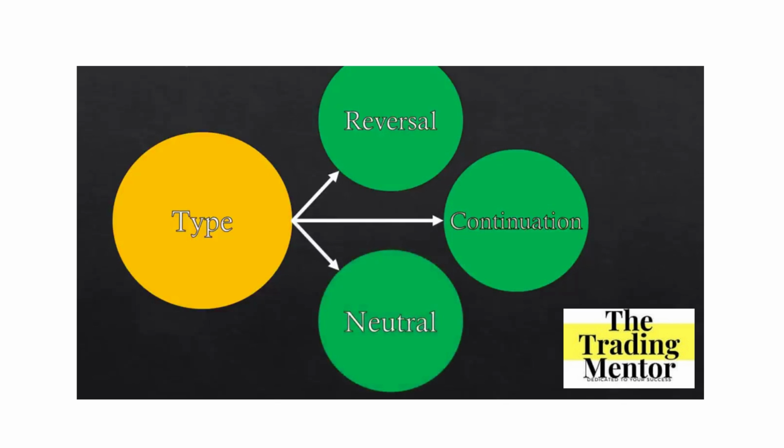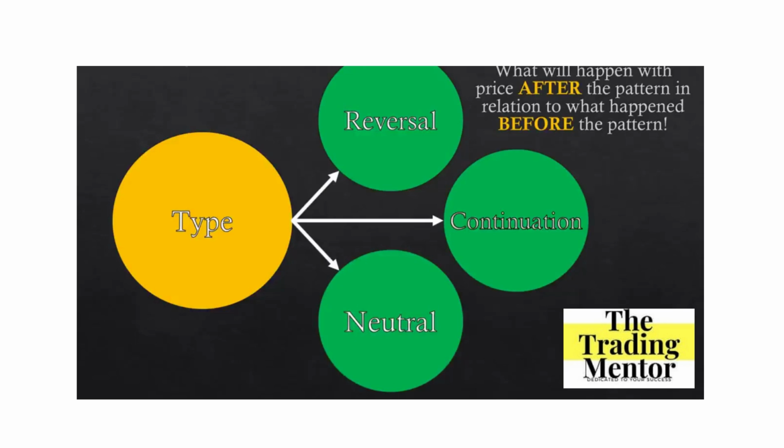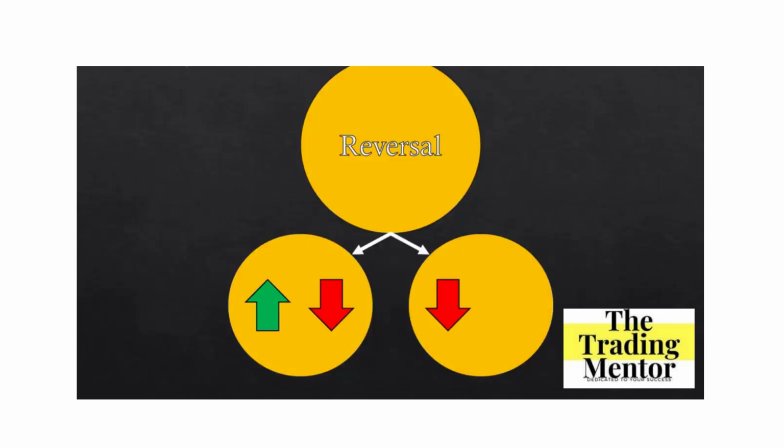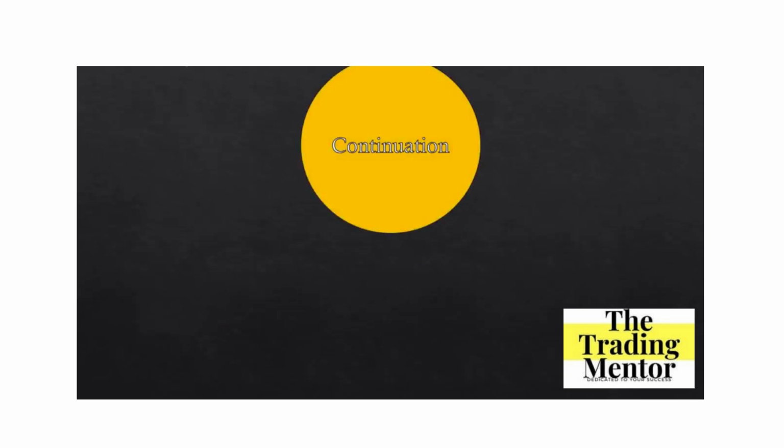The type classification tells what's going to happen with price after the pattern in relation to what was happening with price before the pattern. Let's analyze these three types individually. Reversal chart patterns indicate that price will go in the opposite direction after the pattern is formed. For example, if price is going up and a reversal chart pattern appears, it means that price will go down after the pattern. The opposite is also true, of course. If price is going down and a reversal chart pattern appears, it means that price will go up after the pattern. The continuation chart pattern indicates that price will resume its current direction after the pattern.